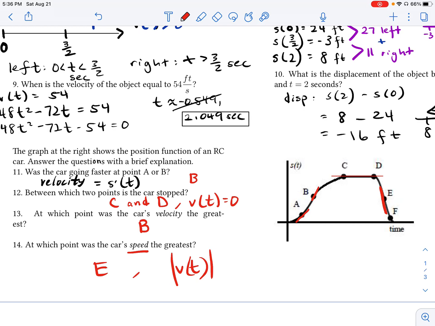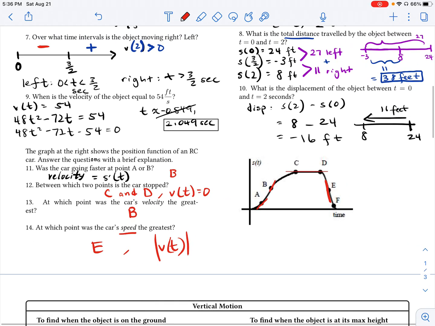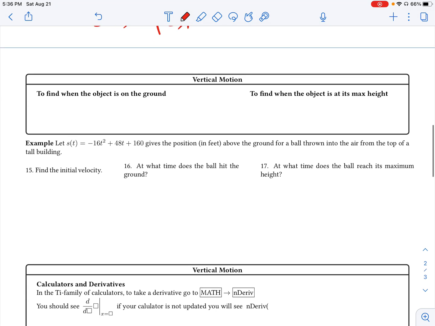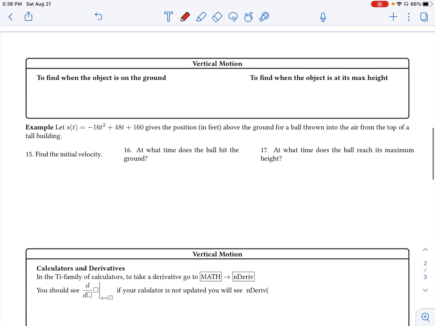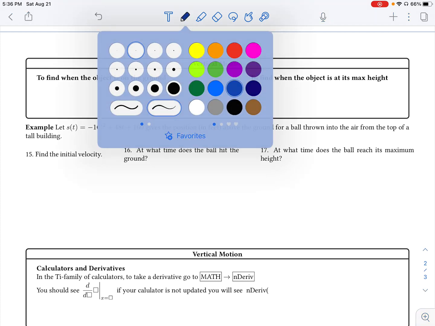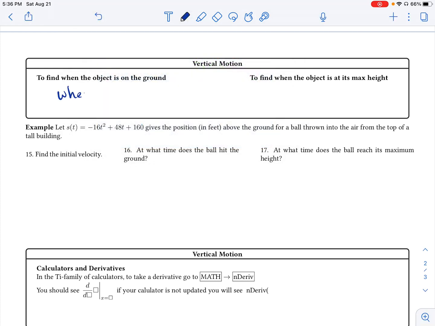Now, before I end this lesson, I just wanted to briefly discuss vertical motion. We're still doing a lot of the same things here, but there are some things to keep in mind. To find when an object is on the ground, we would say when our position function is equal to 0. So now we're looking at objects that move up and down vertically. To find when an object is at its maximum height, we would look at when v of t is equal to 0, because after that, the velocity could change signs from positive to negative, whether it's moving up or moving down.